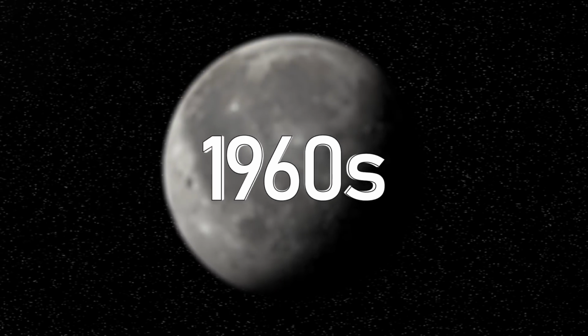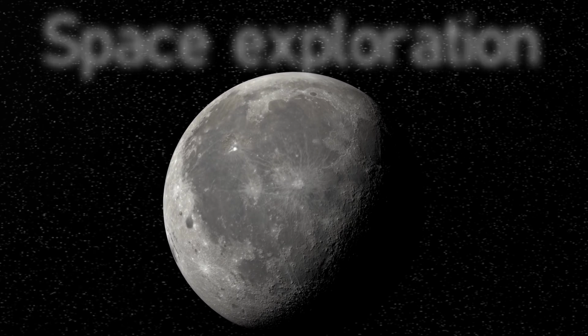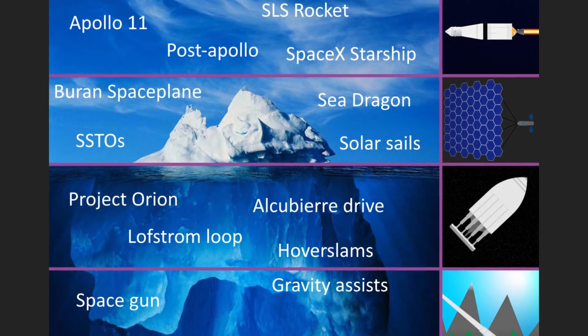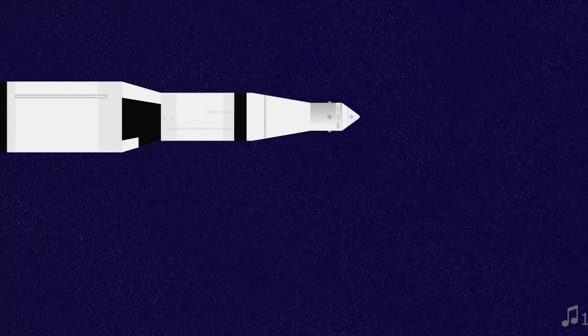In the 1960s, during the space race, the field of space exploration was born, and although development has slowed down since then, the fields of rocketry, spacecraft, and space launch systems are to this day incredibly interesting fields. Today, I'm going to be explaining the Rocketry and Spacecraft Iceberg chart. Let's get started!